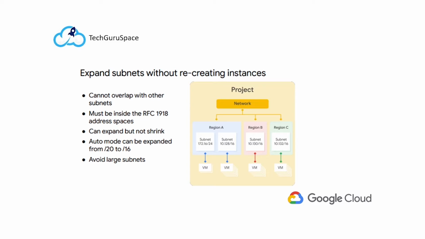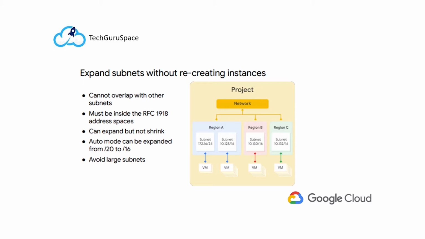But there are some things to remember. First, the new subnet must not overlap with other subnets in the same VPC network in any region. Also, the new subnet must stay inside the RFC 1918 address space. The new network range must be larger than the original, which means the prefix length value must be a smaller number. In other words, you cannot undo an expansion.